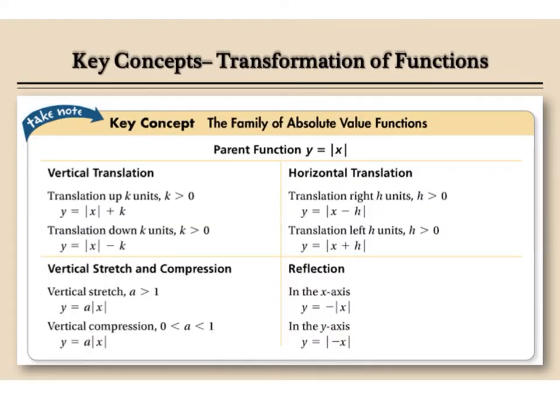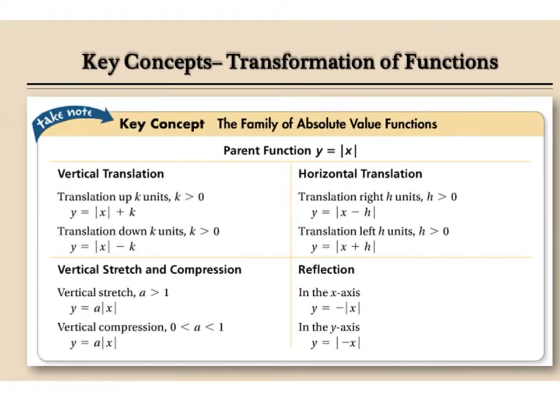So, again, it's pretty much the same as when we looked at any of the other transformations. To move it up or down, if k is greater than 0, you add to move it up. You subtract that number to move it down. Again, to move it left or right, where h is greater than 0, you put the minus h inside the absolute value to move it to the right. You put plus h inside the absolute value to move it to the left.